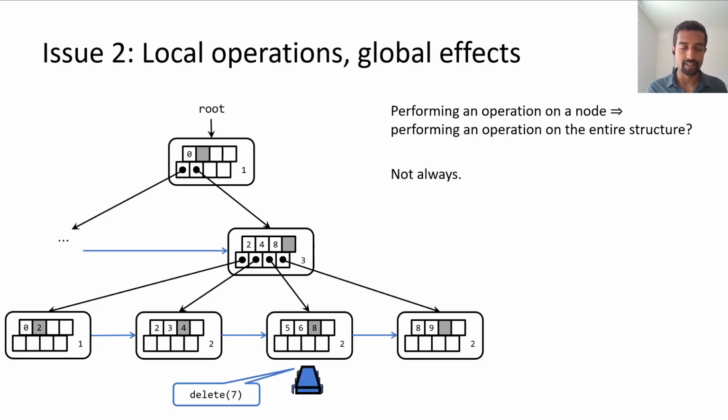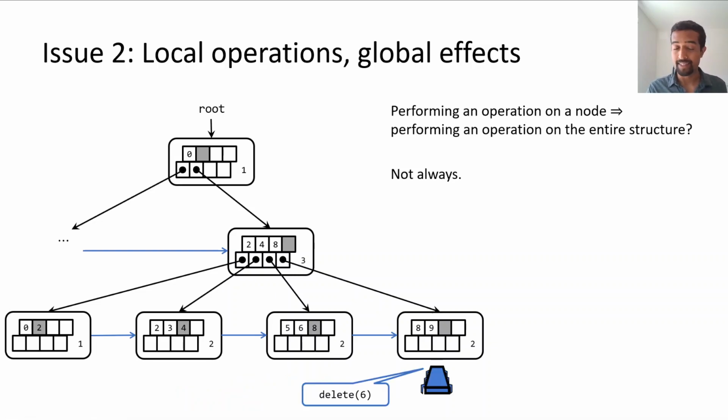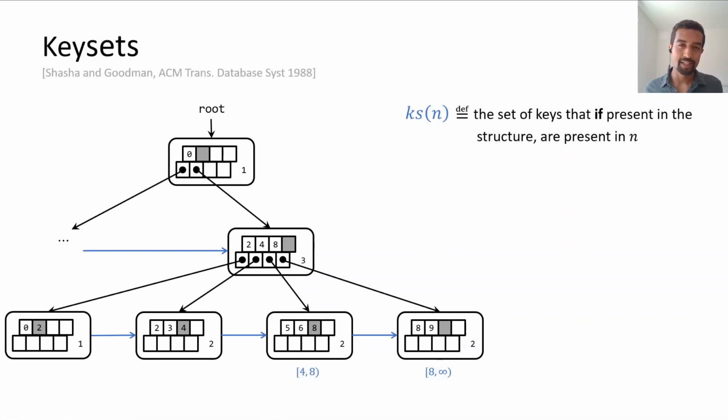Imagine in this B-link example, a thread was trying to delete 7 and it operated on this node here. Well, then it would say 7 is not present in the data structure, and that would be correct. But if a thread tried to delete, say, 6 and it operated on this node here, it would again return, sorry, I couldn't delete 6, it wasn't in the data structure. But this time it would be incorrect because 6 is actually present in some other node. So there's basically some kind of side condition that we need to check that tells us when operating on a node is equivalent to operating on an entire structure.